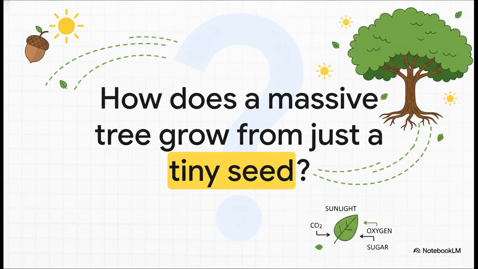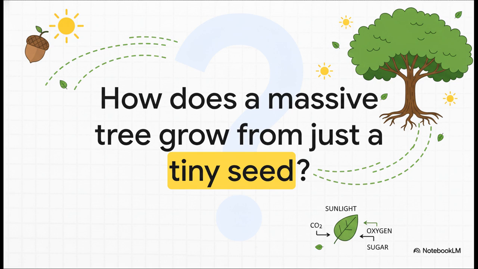So, have you ever looked at a huge tree, like a massive oak, and just thought, how? How does all of that, the wood, the leaves, the roots, come from one tiny little acorn? I mean, it doesn't eat anything, so where does all that mass come from? Well, the answer is basically real-life magic, and it's powered by the sun.